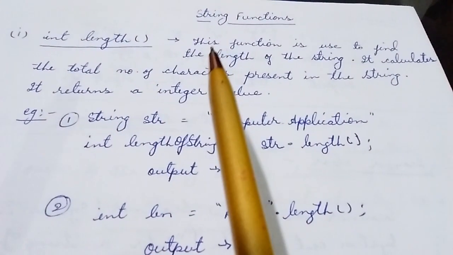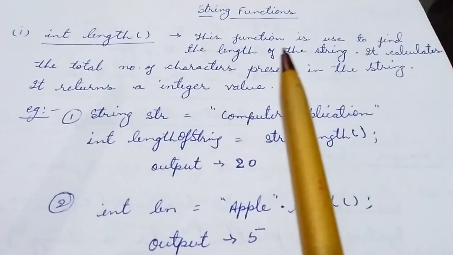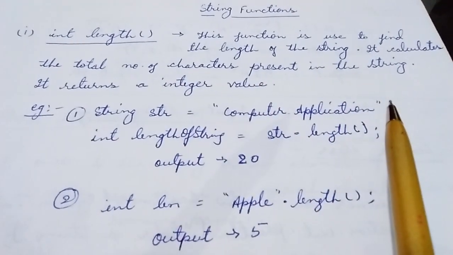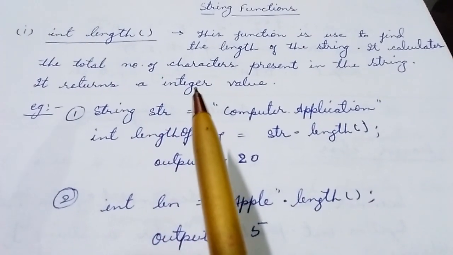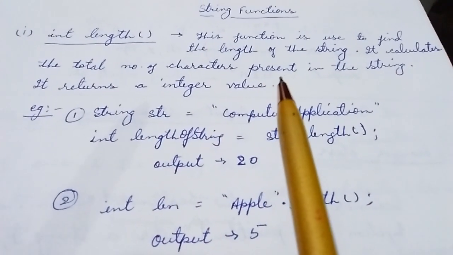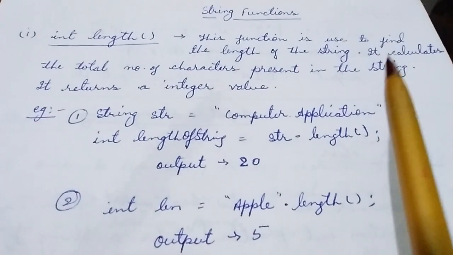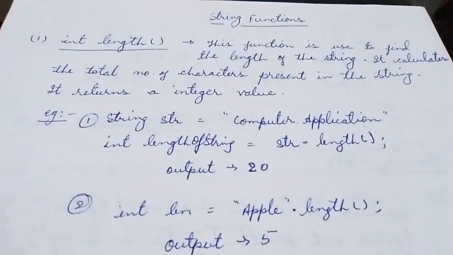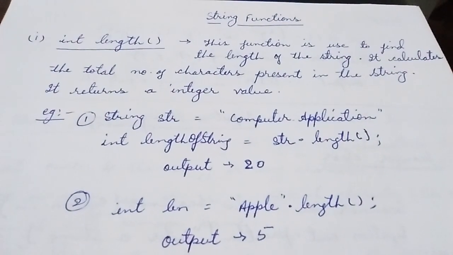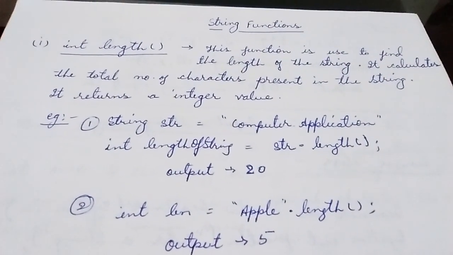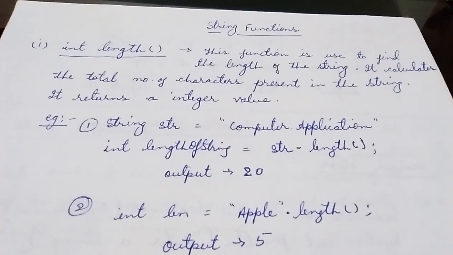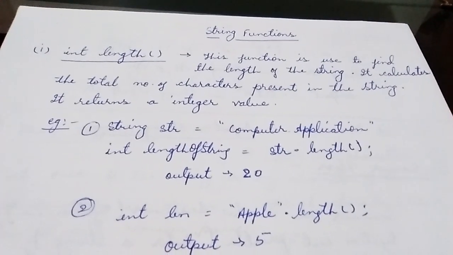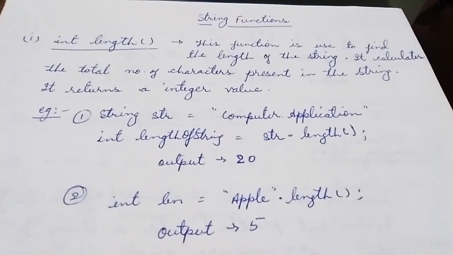This function is used to find the length of the string. It calculates the total number of characters present in the string and it returns an integer value. Now, this point is important. It calculates the total number of characters present in the string, including the white spaces in between the words. That means if a string is made up of more than one word, then the white spaces are also counted under the length of the string.